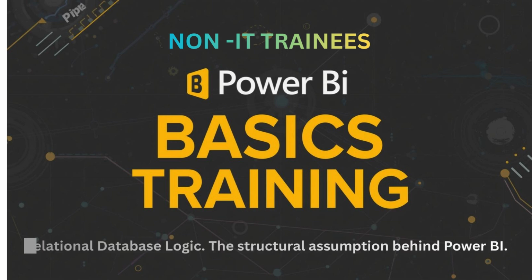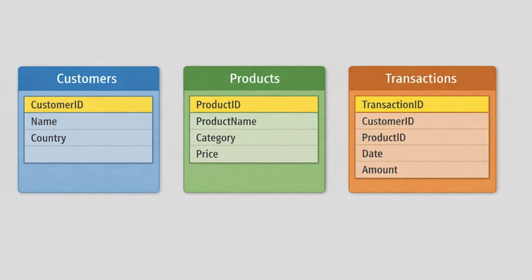In everyday business, the same things happen again and again. A customer buys more than once. A product is sold many times. The same dates appear on many records. When all this information is placed together in one large table, the same names, products, and details repeat over and over. Over time, this repetition creates confusion, mistakes, and wrong numbers.